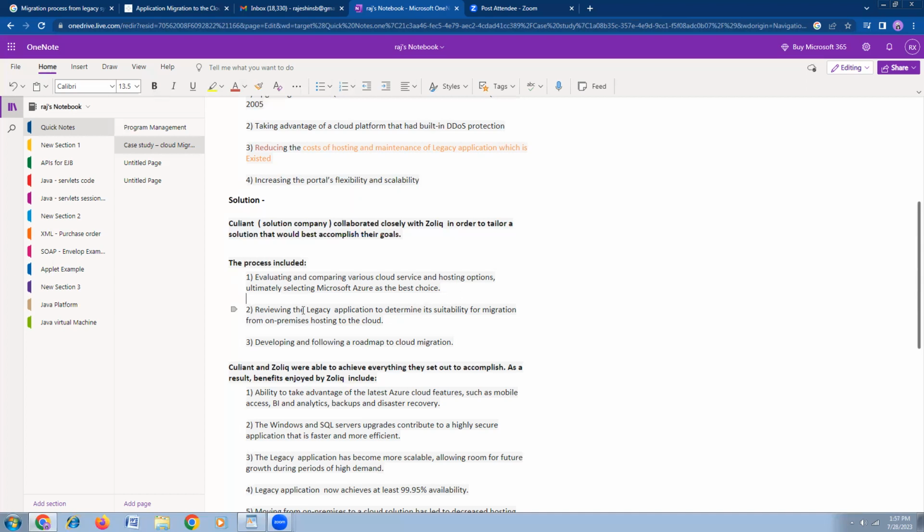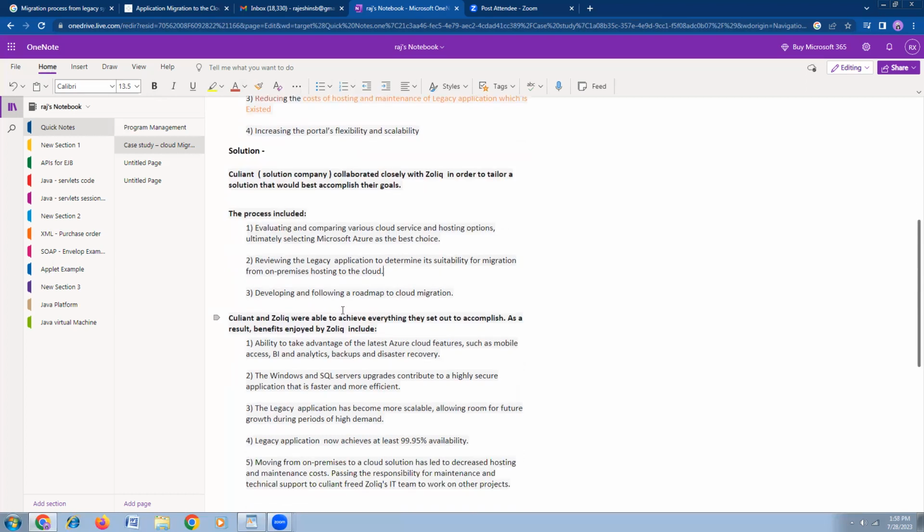Next, reviewing the legacy application to determine its suitability for migration from on-premises hosting to the cloud. This is also something important, right? So they have to review the legacy application first, the existing process. Usually in BA terms, we call it as-is, as a system, nothing but the existing application. They have to determine it. They have to see the suitability for migration from on-premises hosting to the cloud, which is also one of the processes included and understood by them.